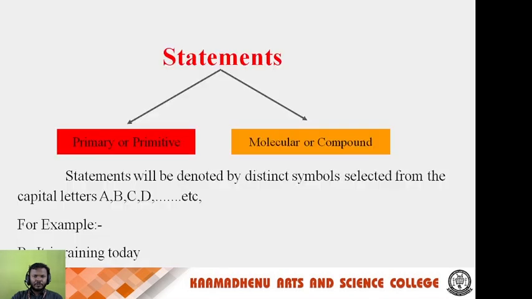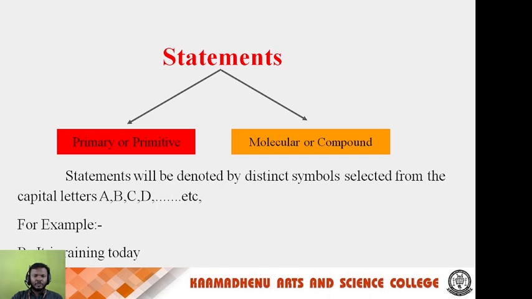Statements can be classified into two types: primary statements or primitive statements, and molecular statements or compound statements. A primary statement is a statement which does not contain any connectives. A molecular statement is formed from primitive statements by using the connectives and, or, if and only if.